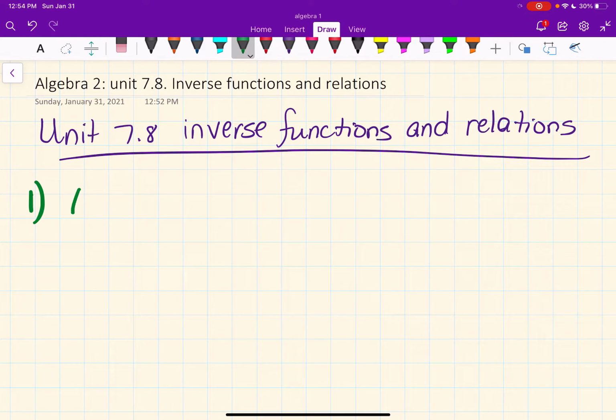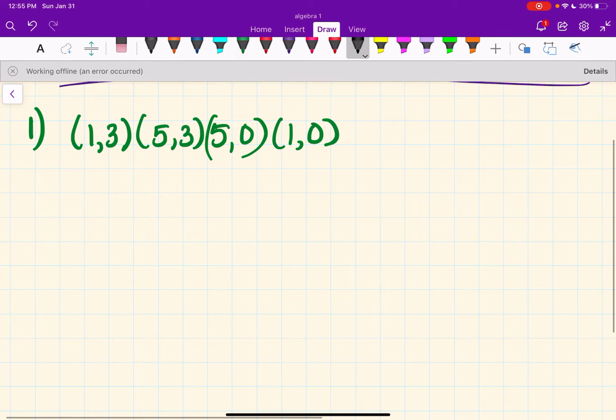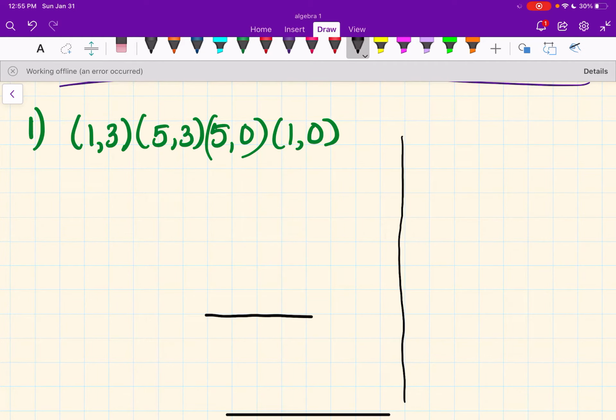It gives you the ordered pairs (1, 3), (5, 3), (5, 0), and (1, 0). So let's graph them first, okay? We're going to graph the original. They call it the pre-image. Okay, so we're going to graph them. I think they're all above that.